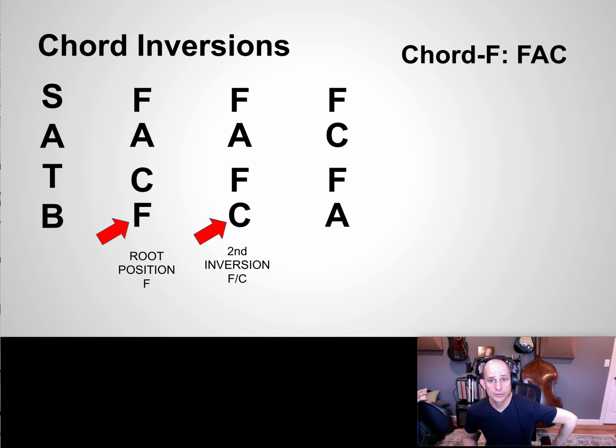And let's look at this other example. We have the two Fs, the A and the C, F in the soprano, C in the alto, F in the tenor, and A in the bass. So what's in the bass? The A, which means it's a first inversion, so an F over A.